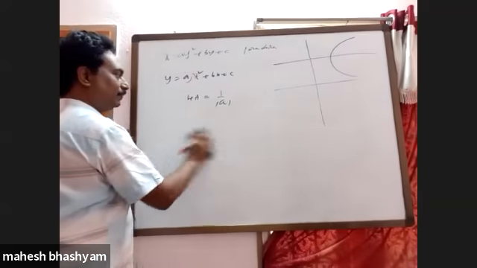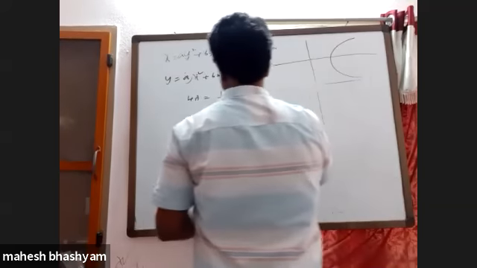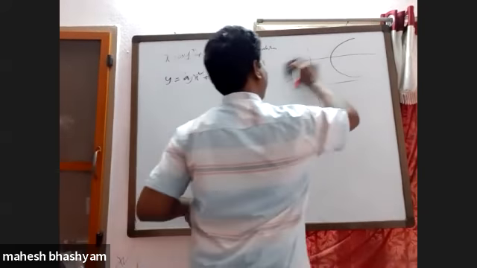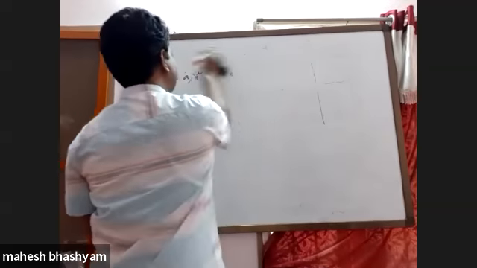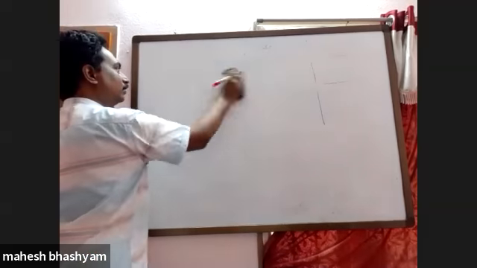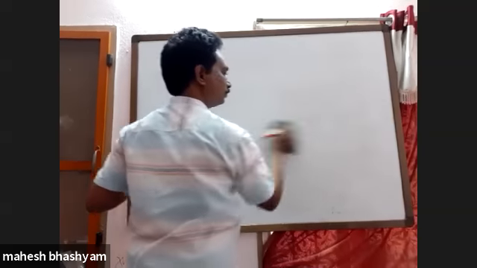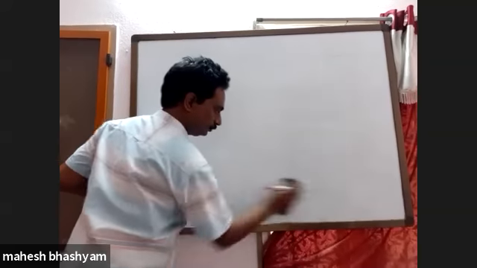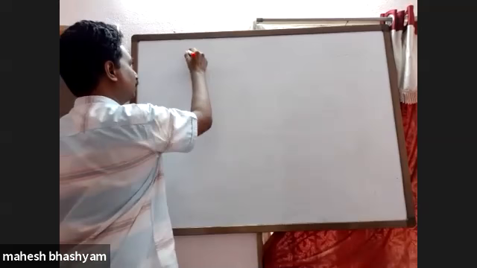Upward or downward or left or right depends upon the c value. Length of latus rectum: this 1 by a may be positive or negative, depending upon the y square coefficient, positive or negative, and likewise the x square coefficient, positive or negative. So I think you will be able to do these formulas.